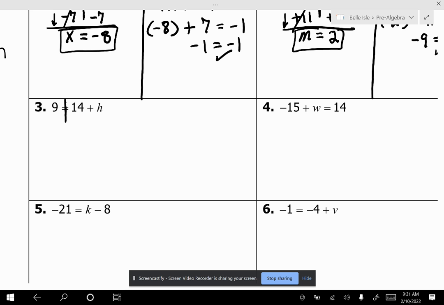What is being done to the variable? It's being added by how many? 14. What's the inverse of that? Subtracting 14. Now this looks a little weirder because the 14 is in front now, right? The 14 doesn't have a plus sign in front of it, but we do know it's positive 14. And based on the property stuff that we did last semester, the order of an addition problem doesn't matter. So if we take 14 away from the right side, what do we have to do to the left side? Take 14 away. Finish it out.